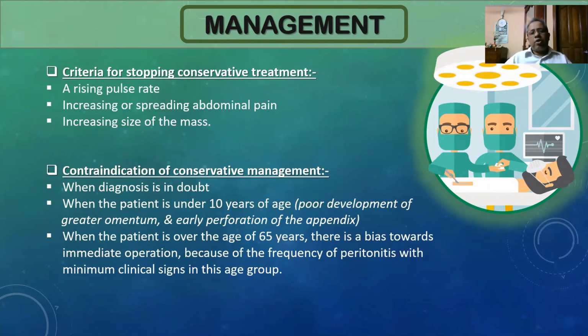Contraindications of conservative management: when the diagnosis is in doubt, you don't go for conservative treatment. When the patient is under 10 years of age, because there is poor development of the omentum and early perforation of the appendix. And when the patient is over 65 years, there is a bias towards immediate operation because of the frequency of peritonitis with minimal clinical signs in these age groups.